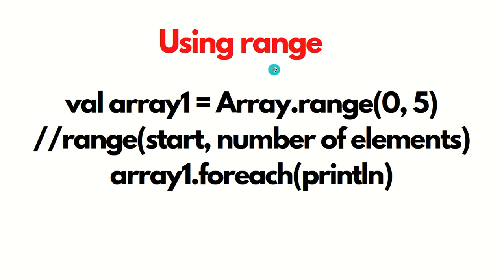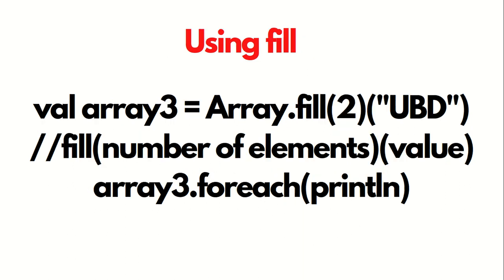Now, how can we populate the array? There are multiple methods we can populate the array with. The first method is range, in which we can specify two arguments. In this case, 0, 5. 0 means start and 5 means number of elements. So it will be an array which lasts from 0, 1, 2, 3, 4, right? This is called range.